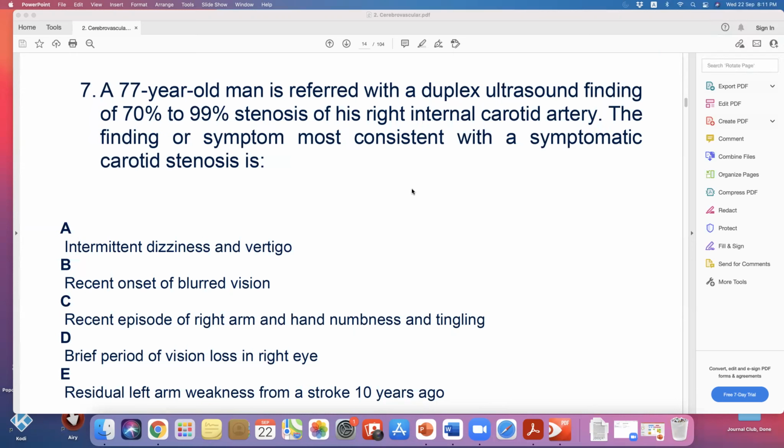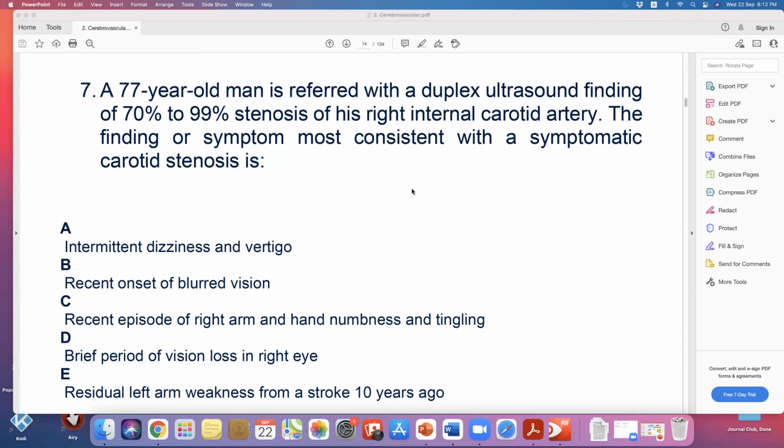For the arm and leg. For the eye it will be on the same side. So the eye will be the same side, but the weakness will be on the other arm, okay? So this patient has a right carotid stenosis. That means the arm weakness will be on the left, correct? Yes. So a recent episode of right arm, this is wrong, because it should be the left arm, correct? Yes. A brief period of vision loss in the right eye. Yes, could be, because the right eye is the same location, right?